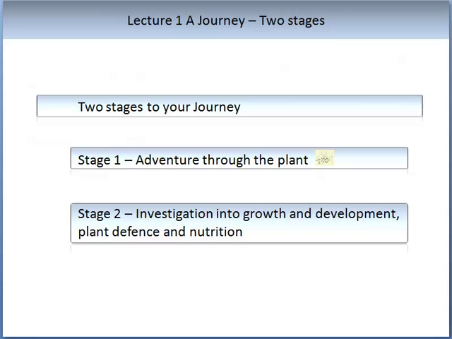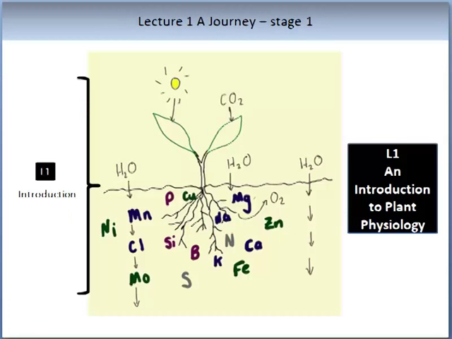In plant physiology, your journey through understanding the physiology of a plant will be conducted in 2 stages. The first stage will be an adventure through the plant. The second stage will be in-depth investigations into growth and development, plant defense, and nutrition, all components that are essential for commercial production of plants. So, let us look into more detail about how the journey through the plant and our lectures will be constructed.